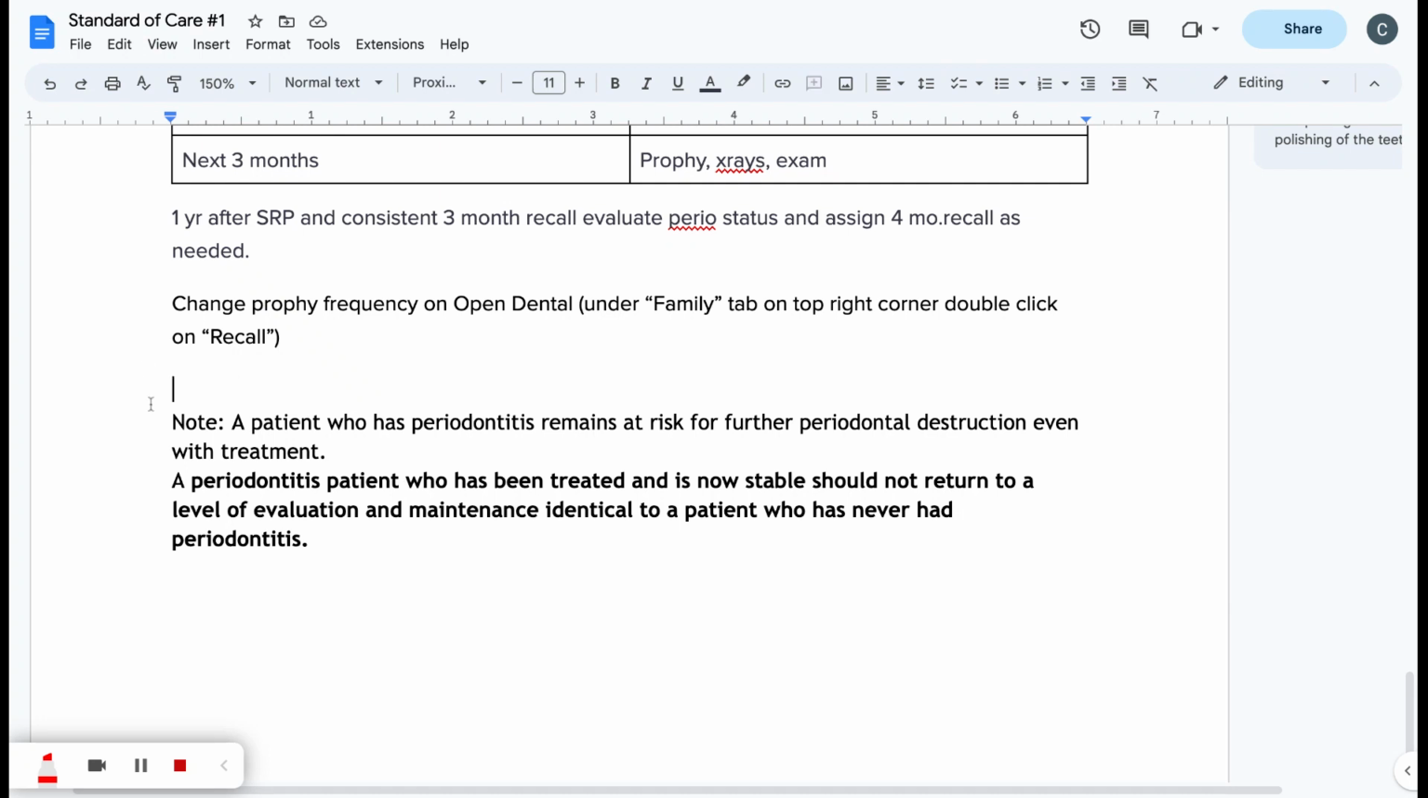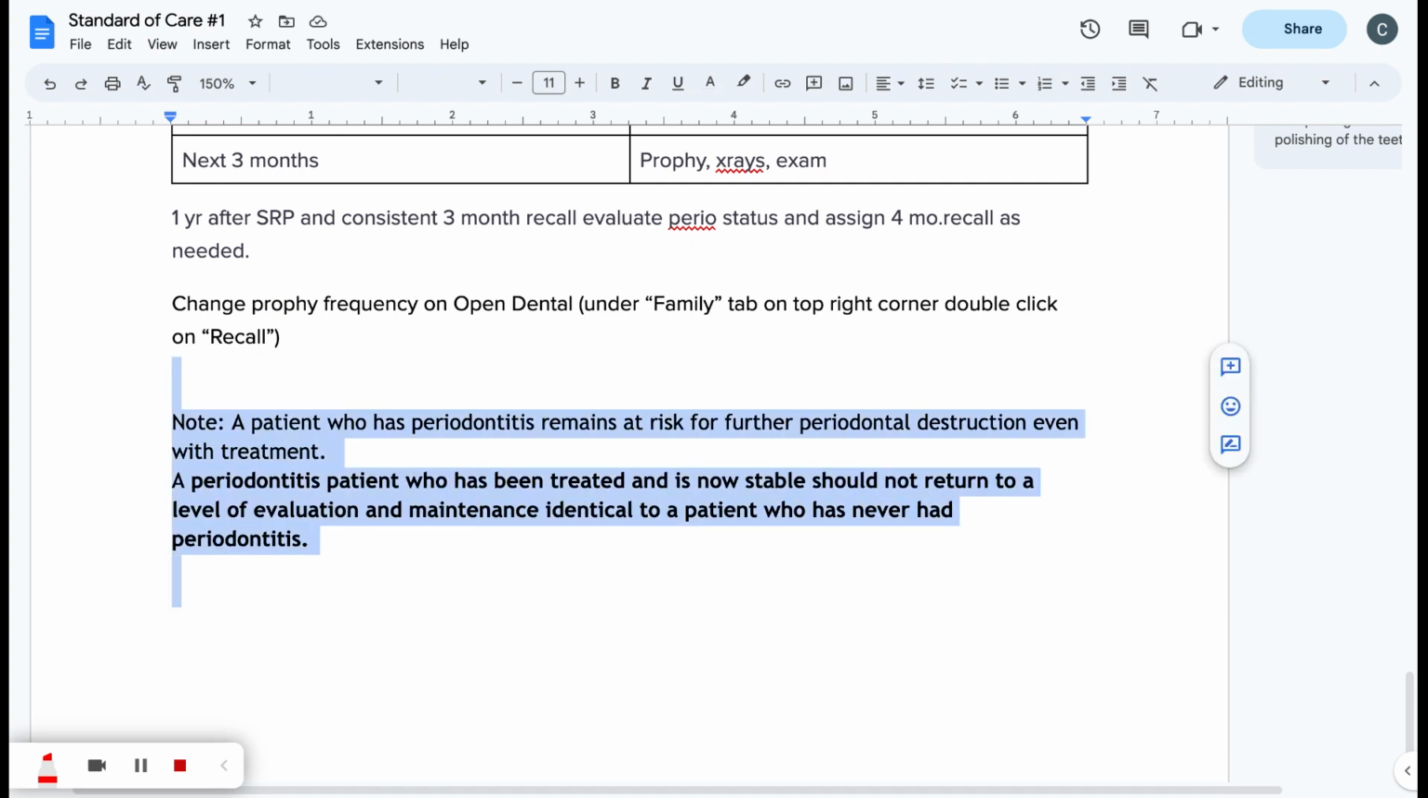Now, it is important to note that after a patient has been diagnosed with periodontal disease, they should not be treated as a healthy patient. In other words, this patient should not be on a 6-month recall. They should remain on a 3 to 4-month recall.